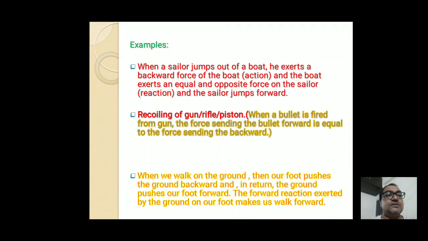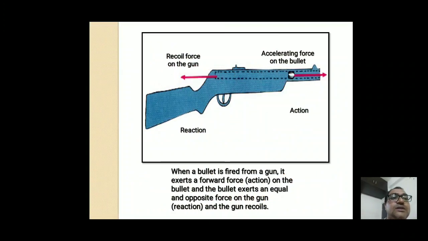Now students, this is the bullet fired from the gun example. When a bullet is fired from a gun, it exerts a forward force, that is called action, as you can see in the picture, on the bullet, and the bullet exerts an equal and opposite force on the gun, the reaction, and the gun recoils in the backward direction.